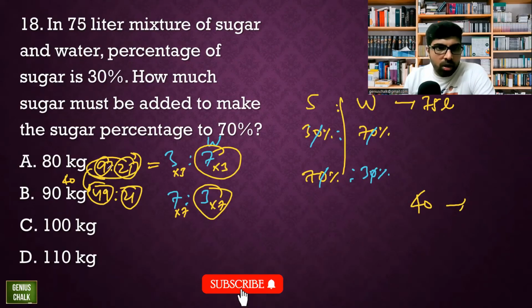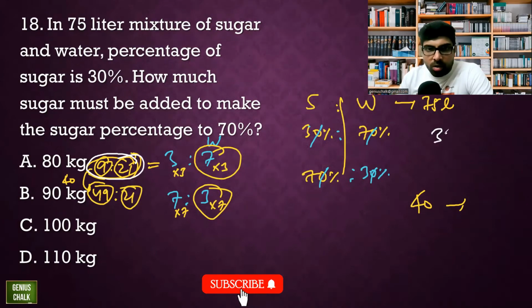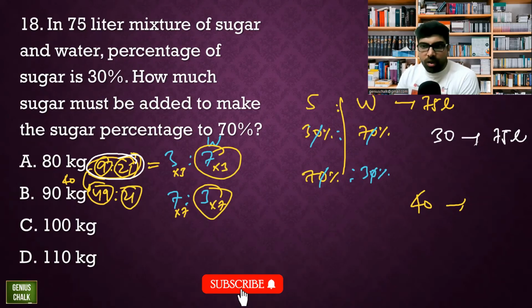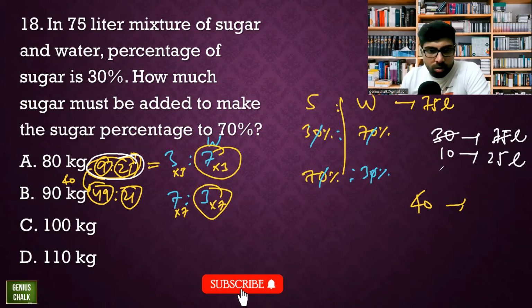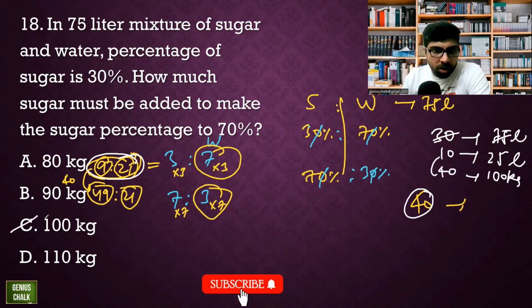Meanwhile, what is the total? 75 liter. That means this 9 and 21 becomes 30, right? So 30 value is how much? 75 liter. So 10 value will be 25 liter. So 40 value we need to find. So 10 4s are 40. So 25 4s are 100 kg. So option C has to be my answer, right?